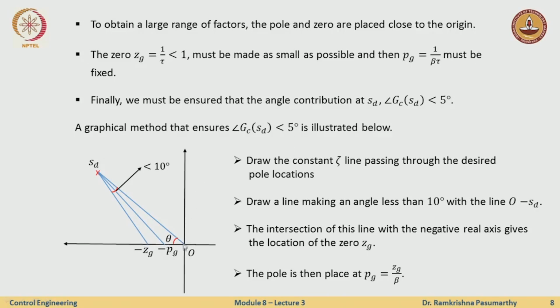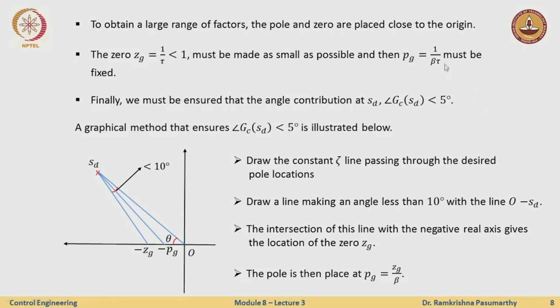Okay, so what I do is take this constant zeta line, or the line joining the origin to s_d. From this line I draw another line which is at an angle less than 10 degrees, should be 7 or 8; really you could make a little modification once we have the first iteration of design. So once I have this, say I fix this angle at 9 degrees, I just draw another line, and this will give me the location of the zero.